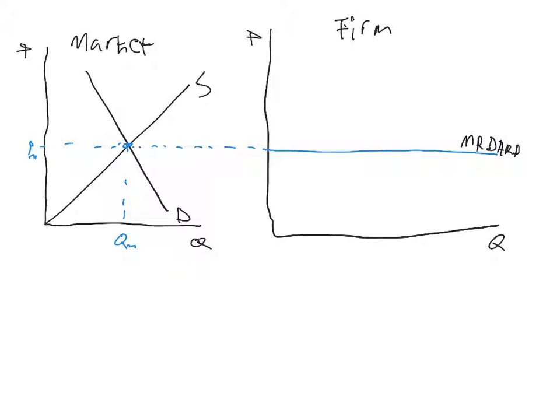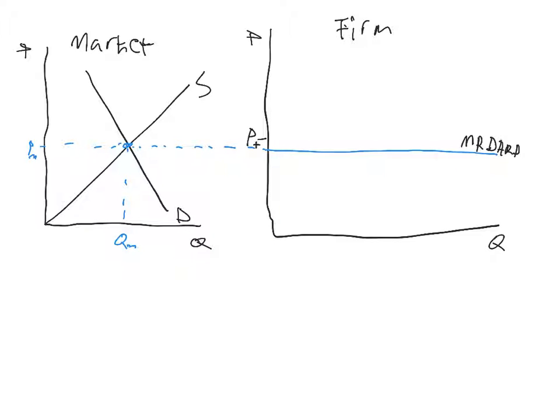So that's why we call it Mr. DARP. It's an easy way to remember it, because the demand, the price it's sold for, is always going to be the price of the market. So that's why it's the marginal revenue as well. So this will be the price of the firm.